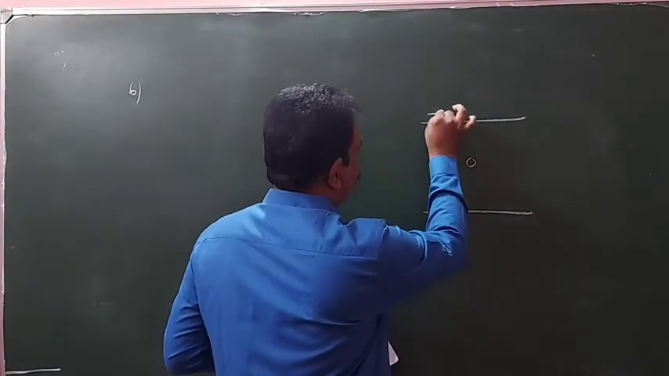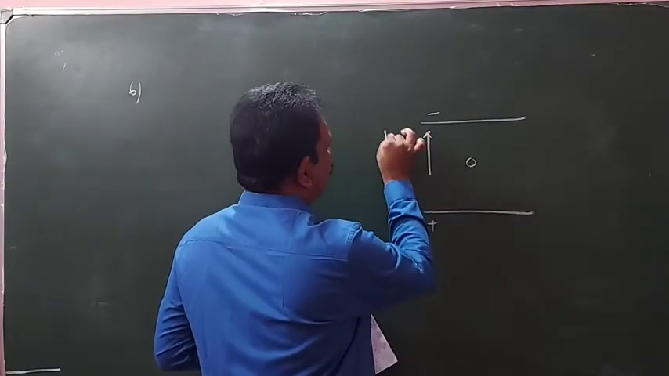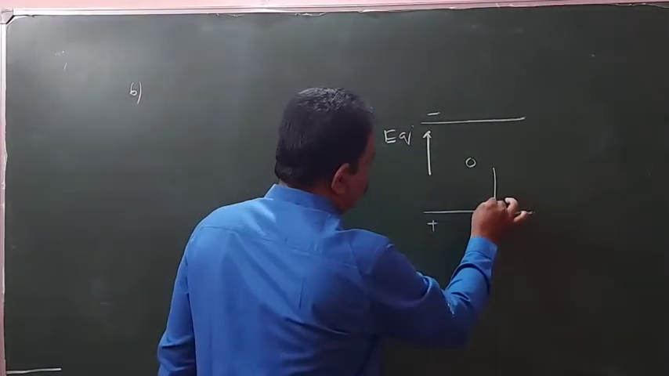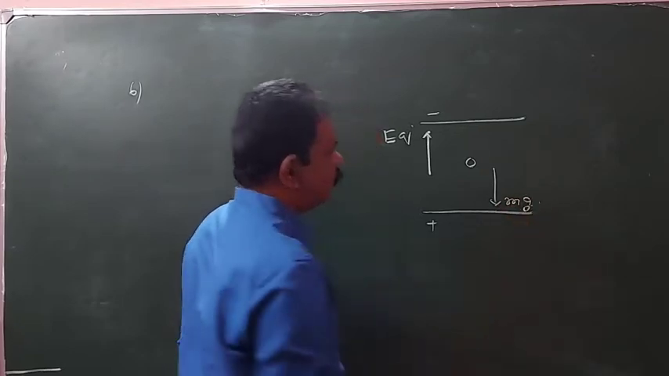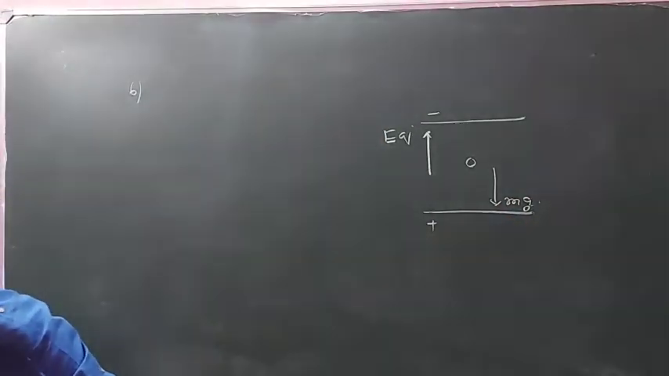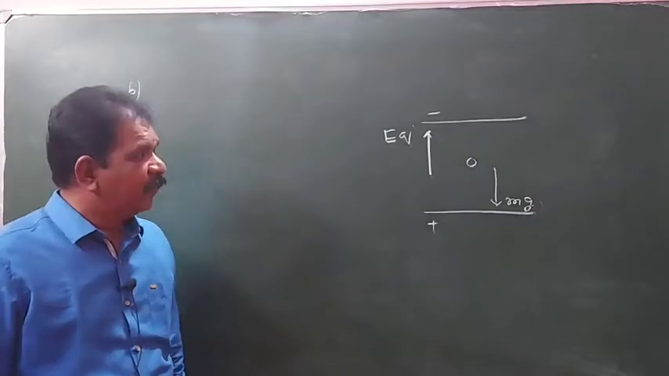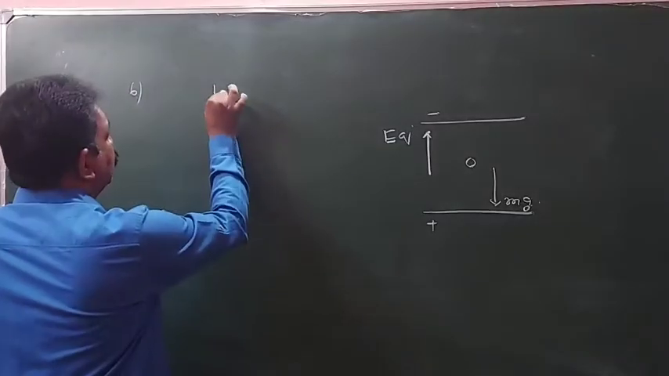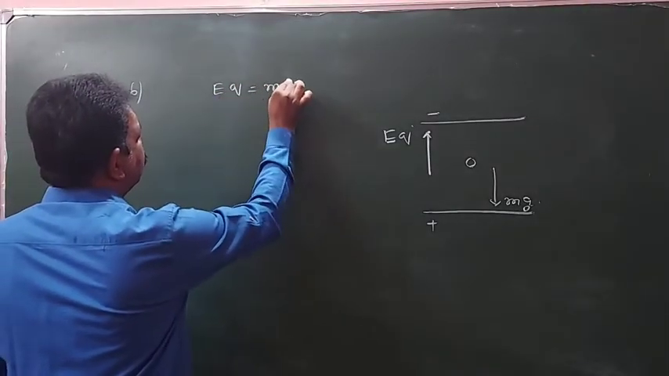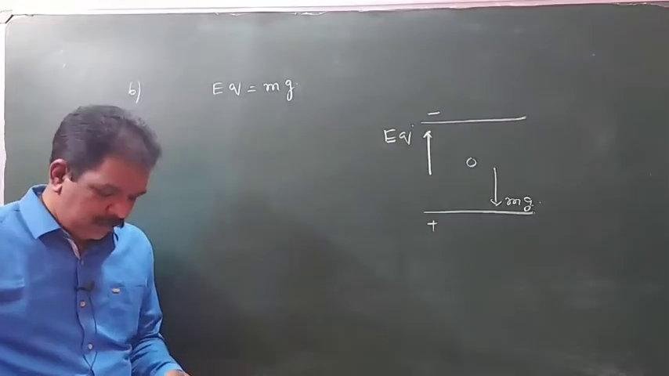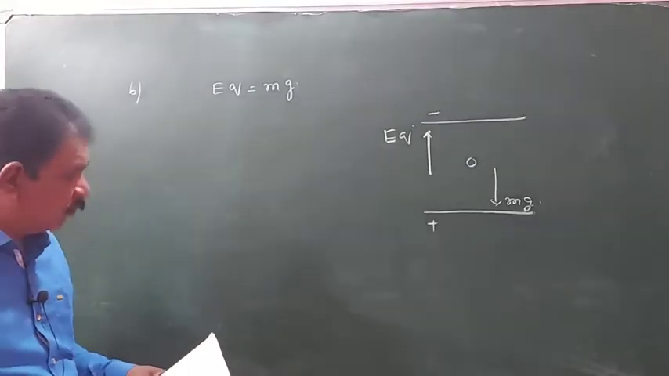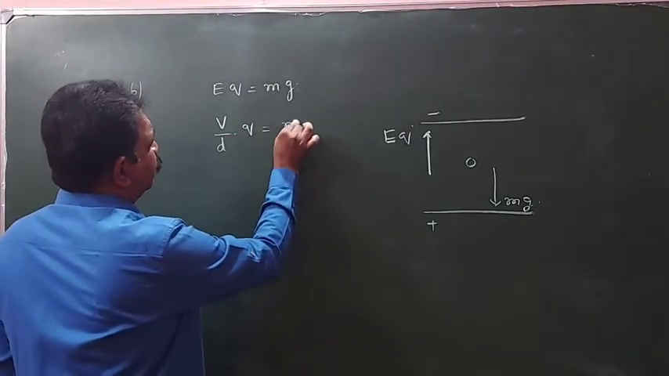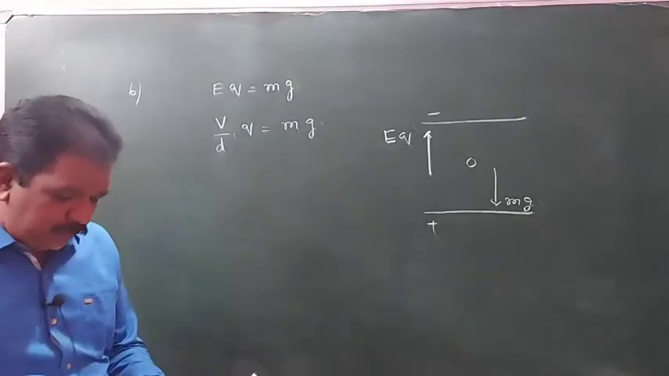If it is positive, it is negative. Electric force will be in the upward direction. Its weight will be in the downward direction. These two will balance. On the drop, two forces will act. One will be electric force, another one will be weight. So EQ is equal to mg. So E value we don't know. We can write it as V by D into Q is equal to mg.